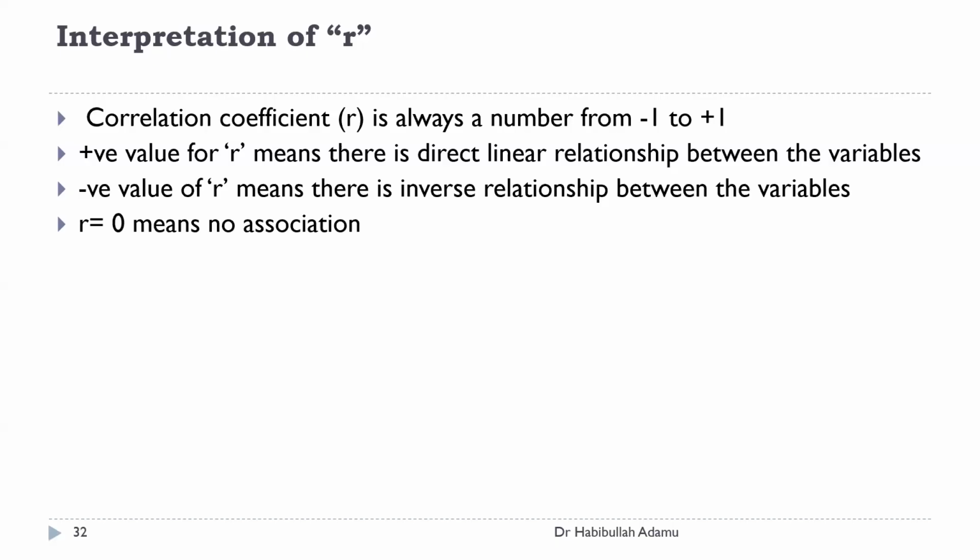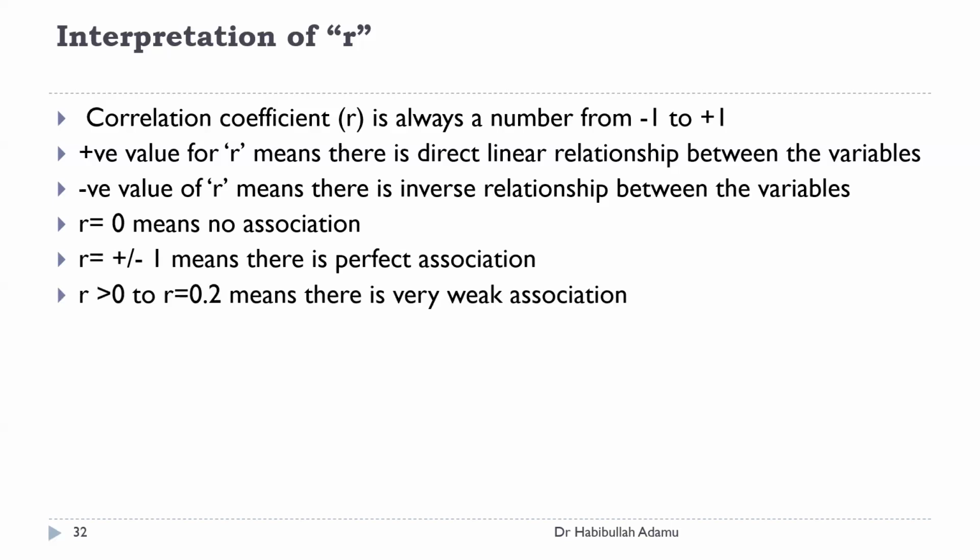If it is equal to 0, it means there is no association. If it is either +1 or -1, the association is what? Perfect. In real life, it is very rare to get a perfect association, but that is not to say it is not possible, but it's rare.